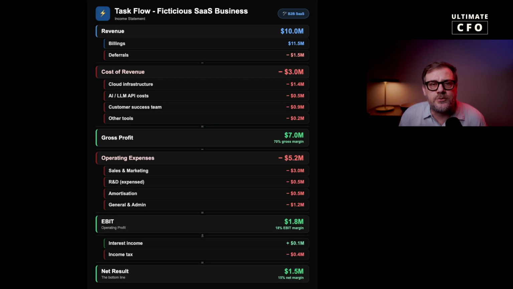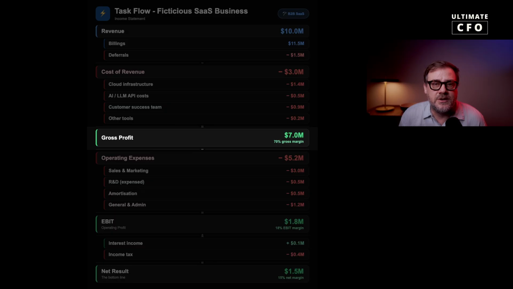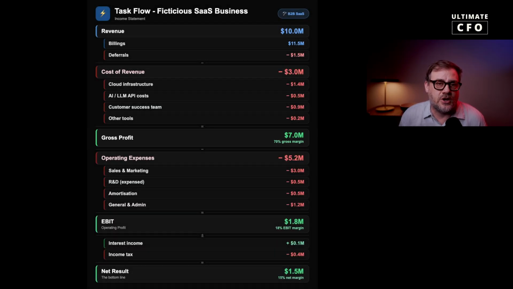That gives me a gross profit of $7 million. That's a 70% gross margin. This is solid. The AI costs are eating into this a bit, but 70% is a really respectable number for a growth stage SaaS company.